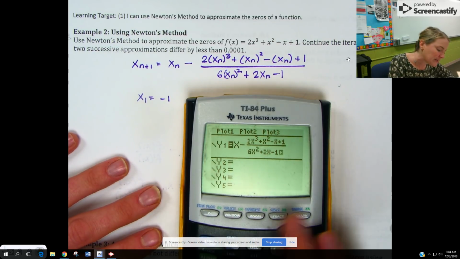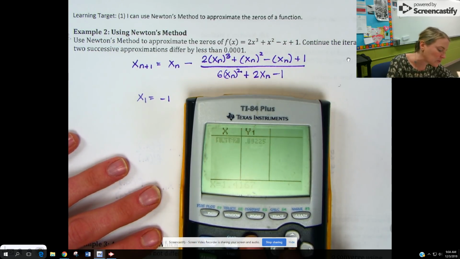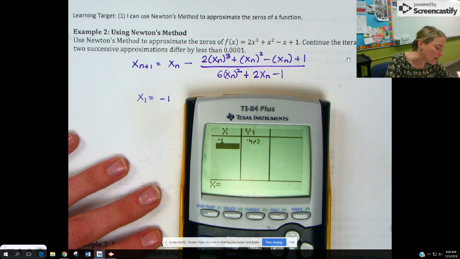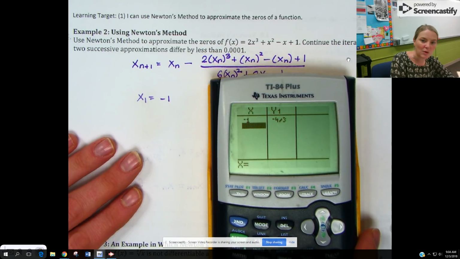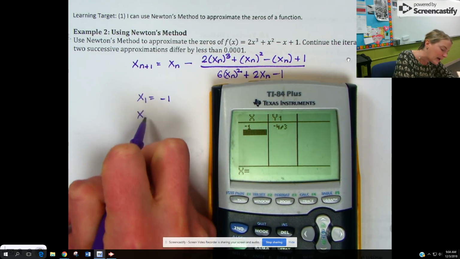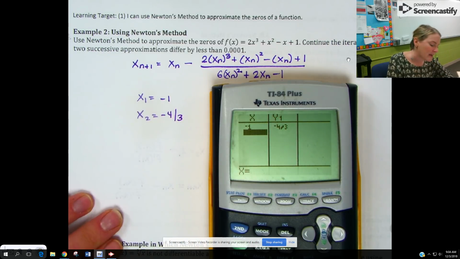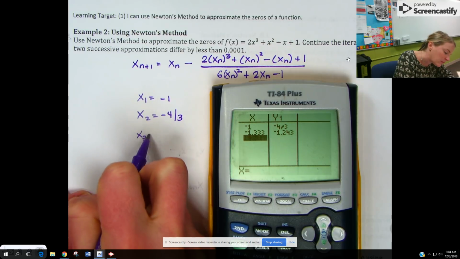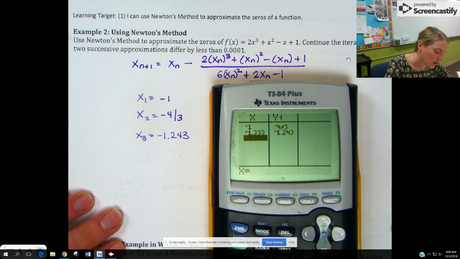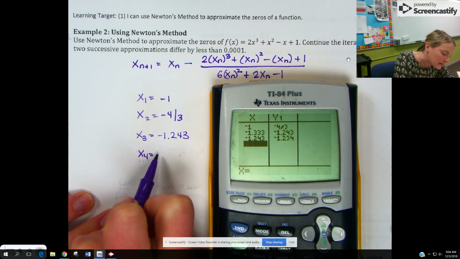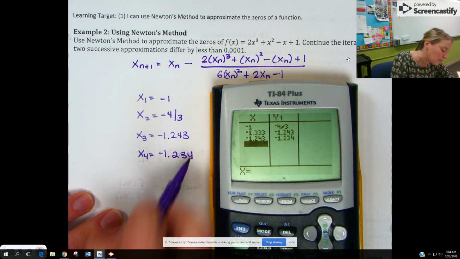And my table should already be set up. Let's just delete these old ones from the previous function, and I'll put in my first approximation. When we looked, we thought maybe -1 was the solution, and it's telling me that when I plug -1 into this whole formula for Newton's method, I get -4/3. And so I would use that value and plug it back into the same formula. So the third iteration is giving me -1.243, and I can go ahead and do it again. And it gave me -1.234.